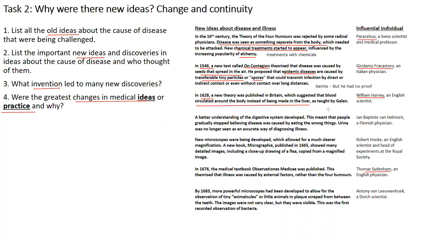Jan Baptist van Helmont, a Flemish physician. Now, he had an understanding of the digestive system. And again, this links back to Paracelsus, van Helmont began to criticize the four humour theory. People stopped believing that disease was caused by eating the wrong thing. Urine was no longer seen as an accurate way of diagnosing illness. So van Helmont is basically going against the concept of the four humours being the main cause of disease.